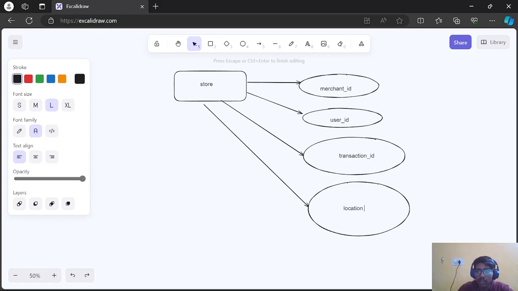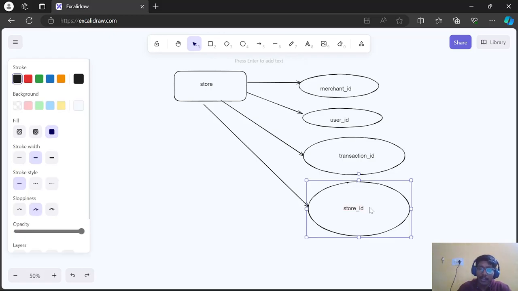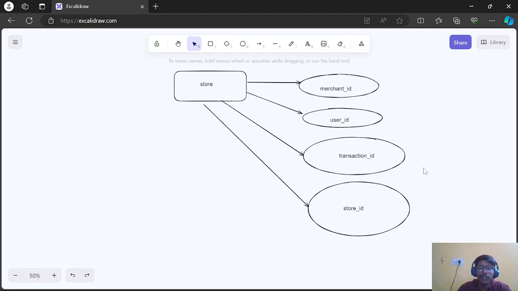And I guess I forgot the main one, that is the store ID here. So that would be store ID. As I said in the previous entities, a store ID is something that is more unique, and it is the primary key of this entity. It tells us the store records.